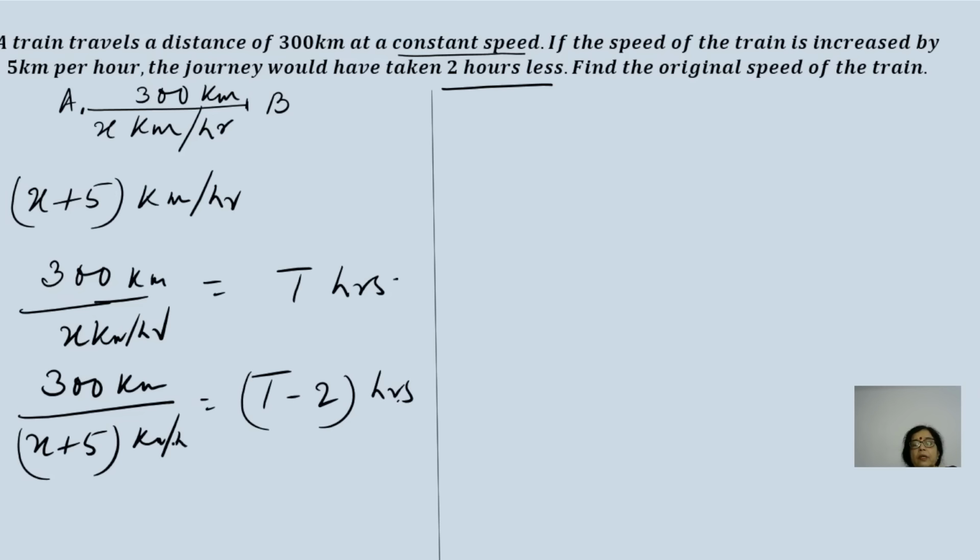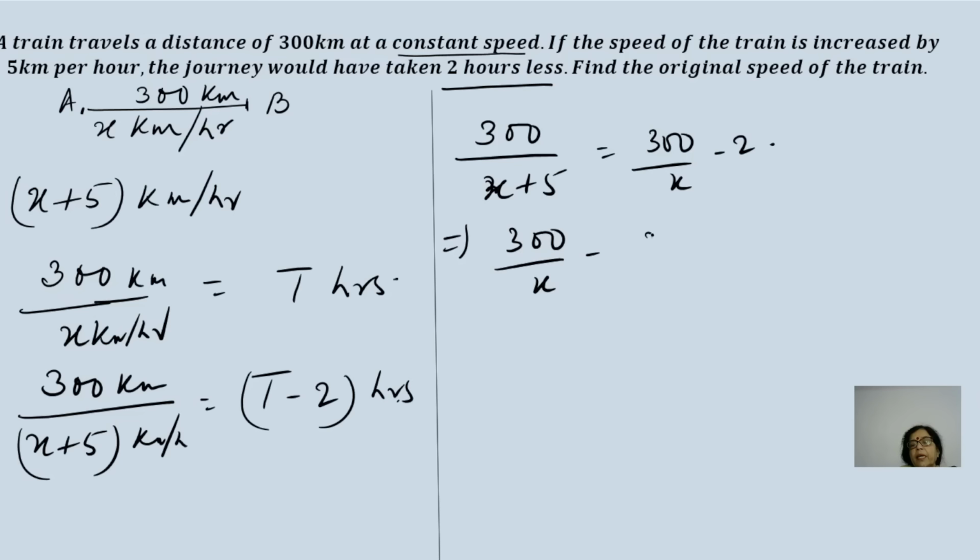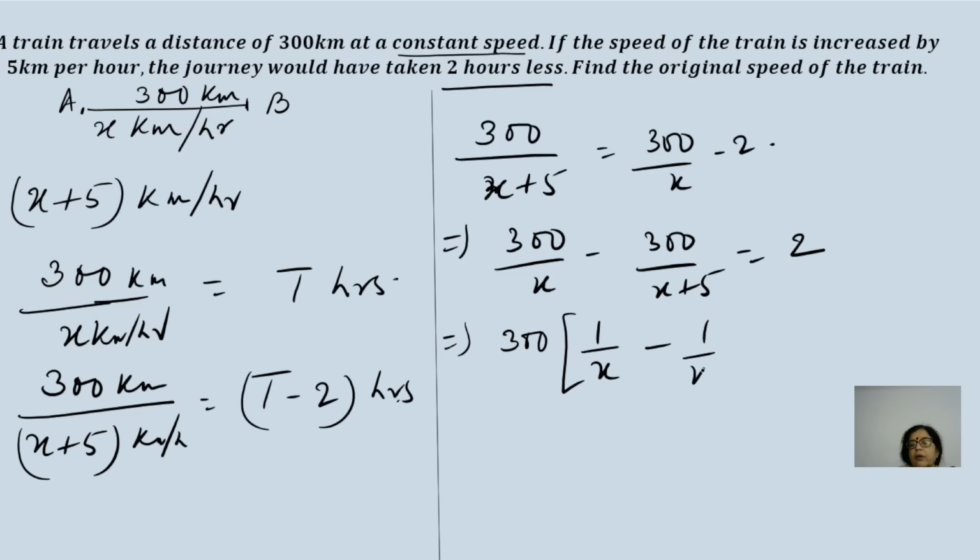So now we have to relate these two equations that we get over here. So here it is t minus 2. So we can easily substitute over here. We'll get 300 by x plus 5 is equal to 300 by x minus 2. Now this can be rewritten as 300 by x minus 300 by x plus 5 is equal to 2. Now, before we simplify this, 300 being a big number, we can easily take it out as a common factor and simplify this as 1 by x minus 1 by x plus 5 is equal to 2 by 300.